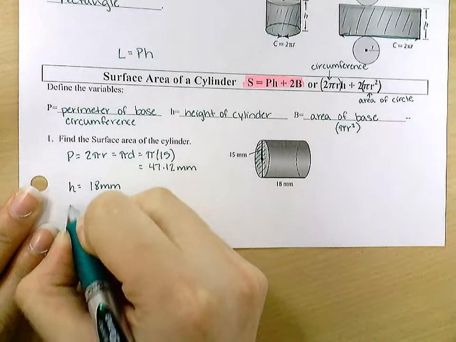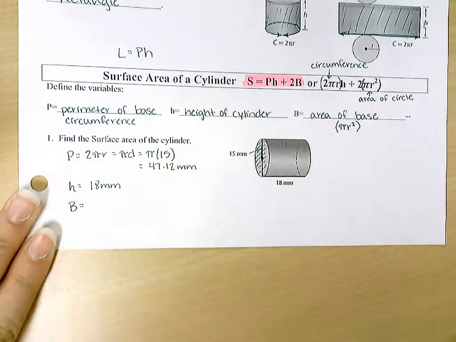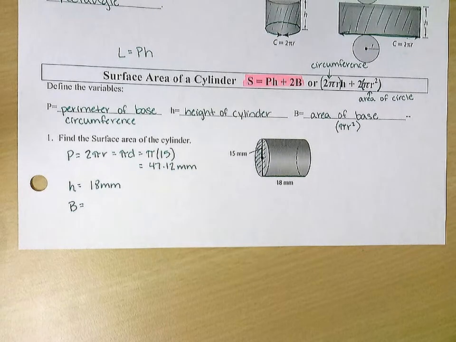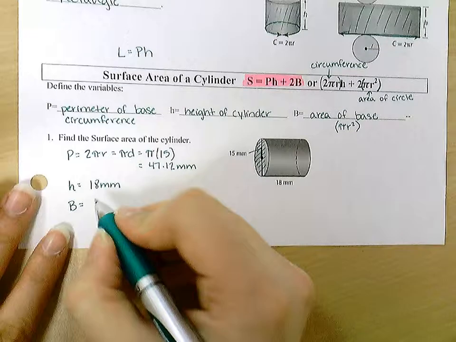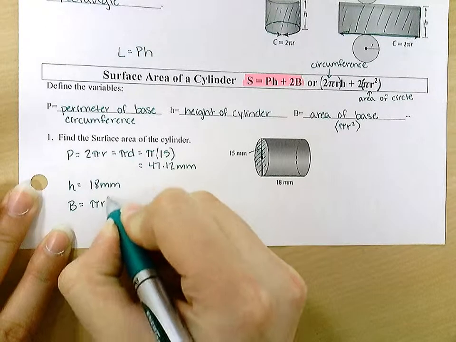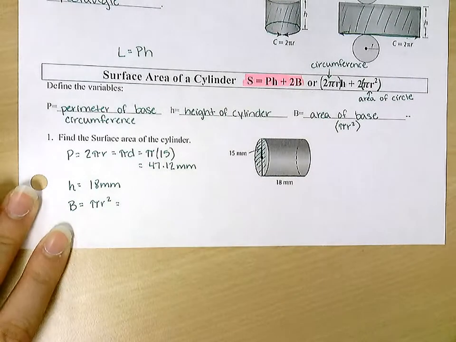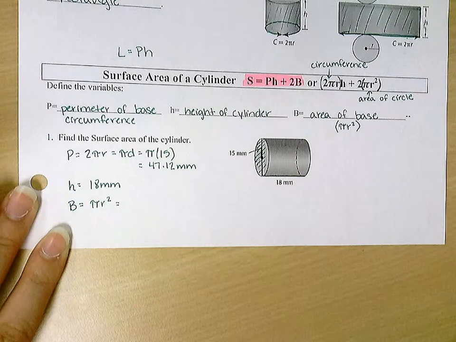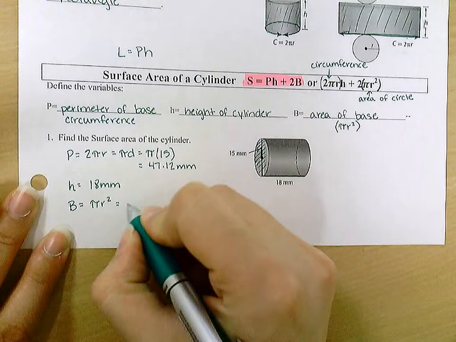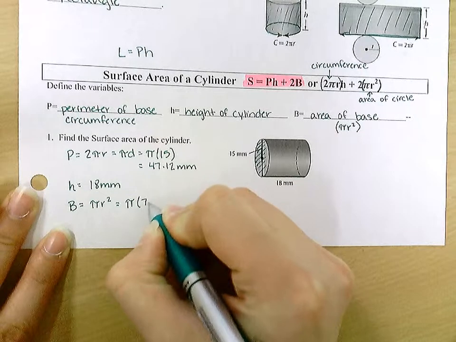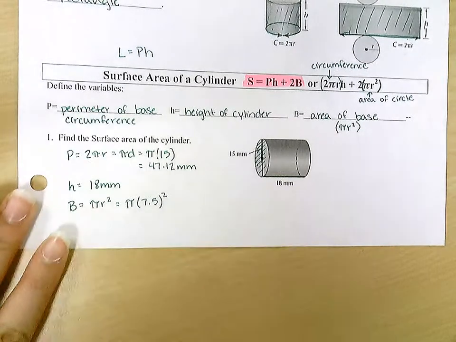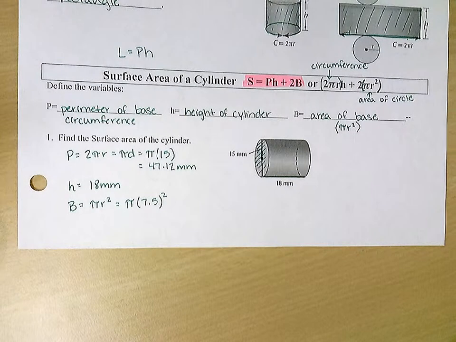Okay, last thing I need is B. That's the area of the base. Since our base is a circle, we'll use pi r squared. Now, since our diameter is 15, our radius has to be 7.5. So I will plug in 7.5 for r and square it. Don't plug in 15. 15 is the diameter. Plug in 7.5 for the radius.